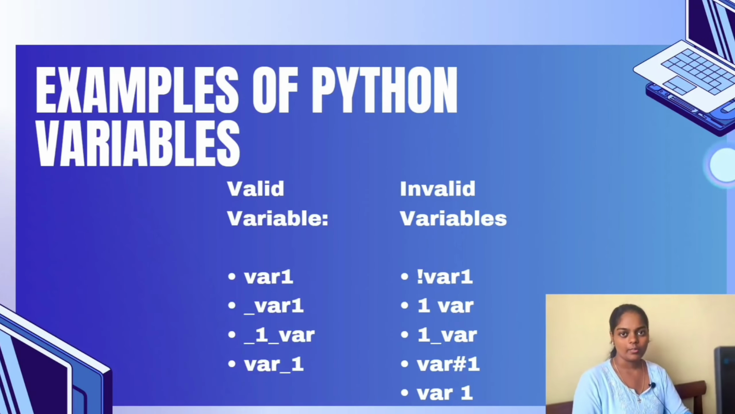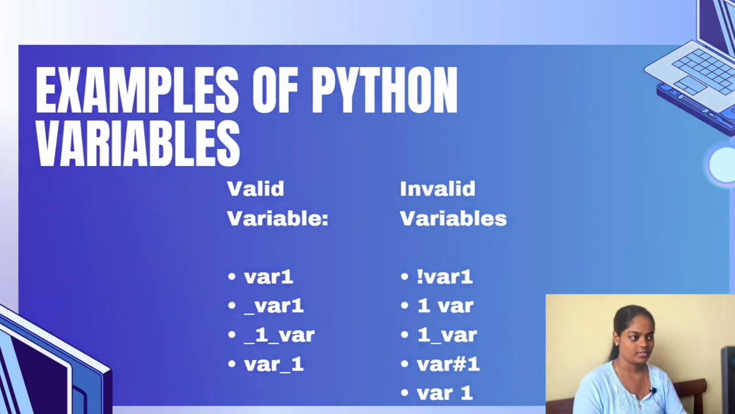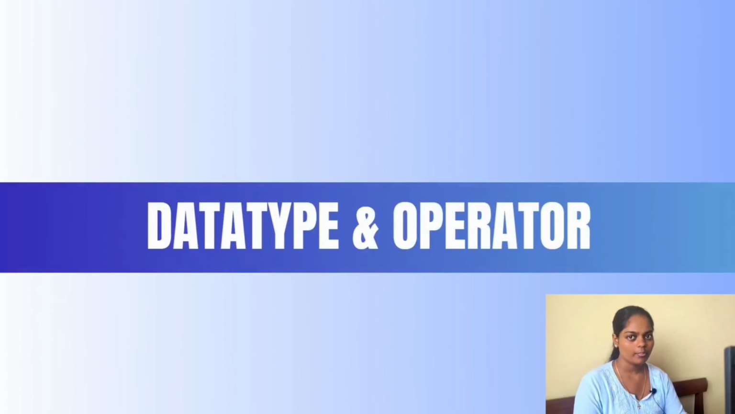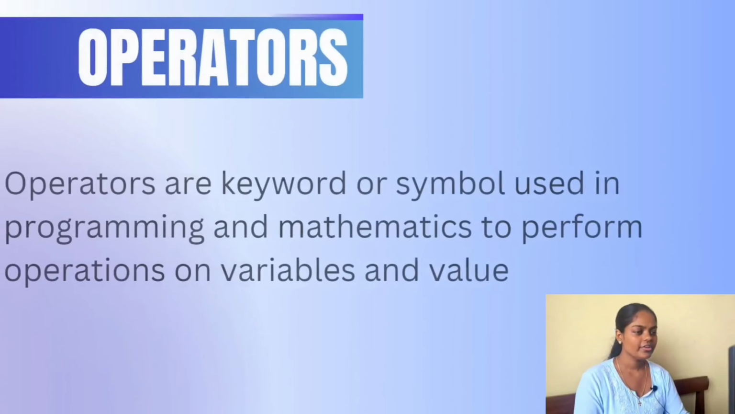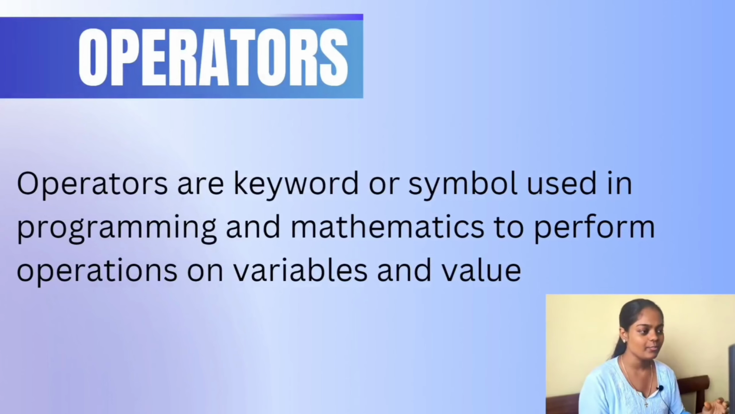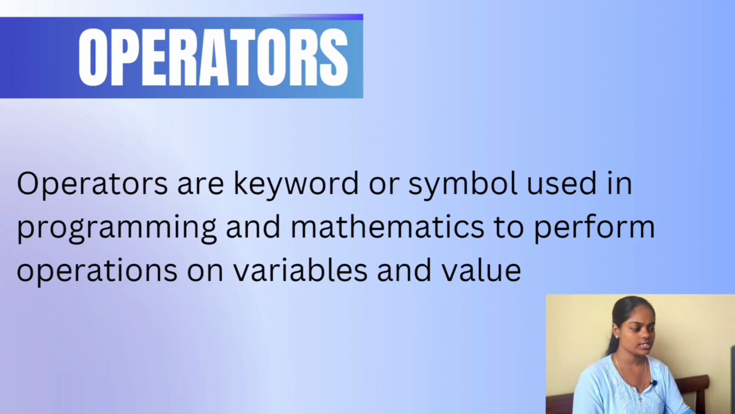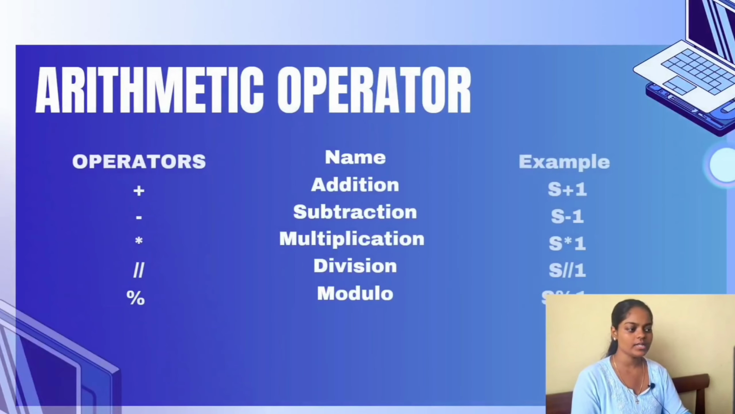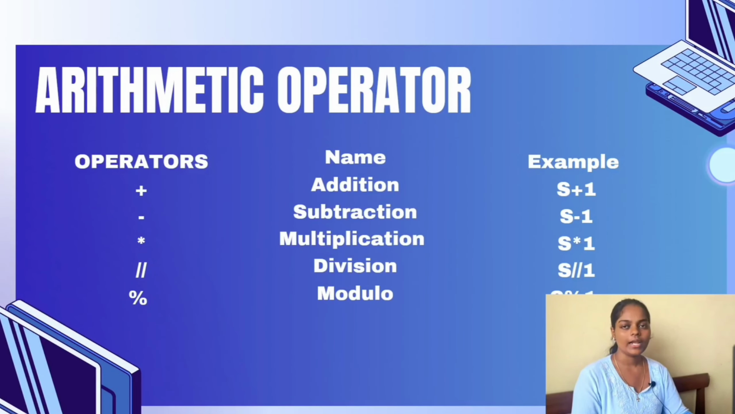As we already learned about data types and keywords, now I am going to explain operators. So, what do you know about operators? Okay, let me tell you. Operators are keywords or symbols used in programming and mathematics to perform operations on variables and values. I'm going to explain three categories: arithmetic operators, relational operators and logical operators.